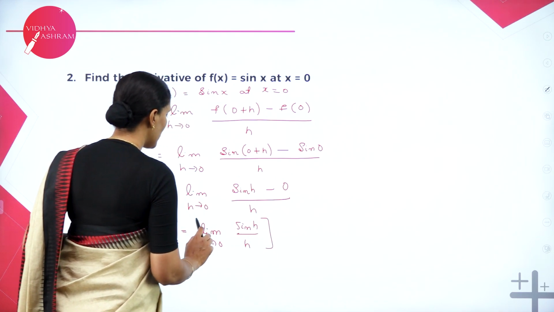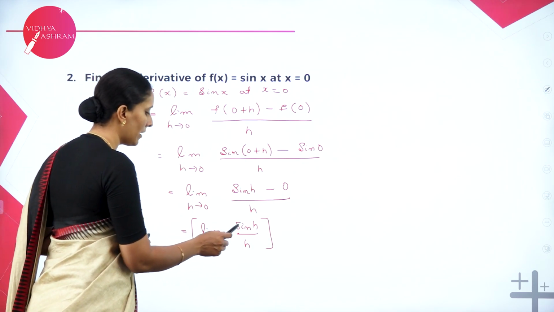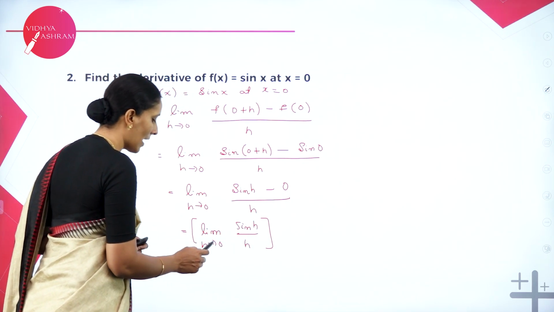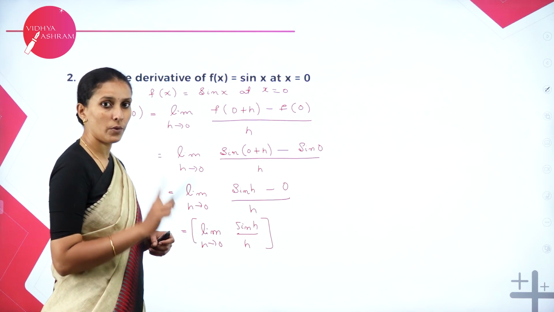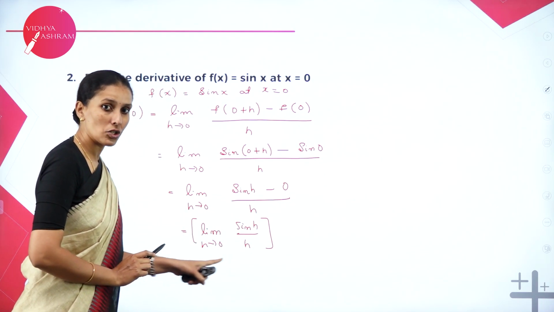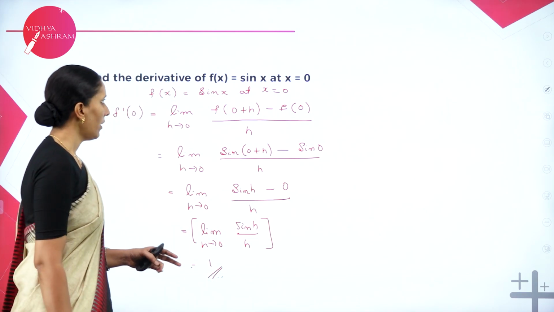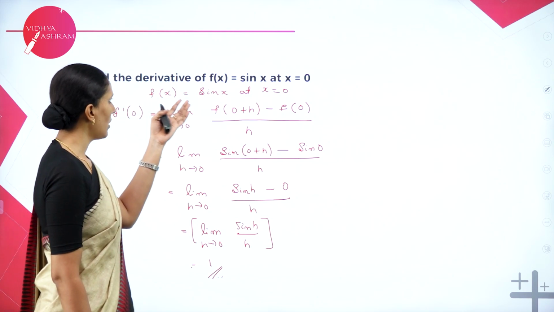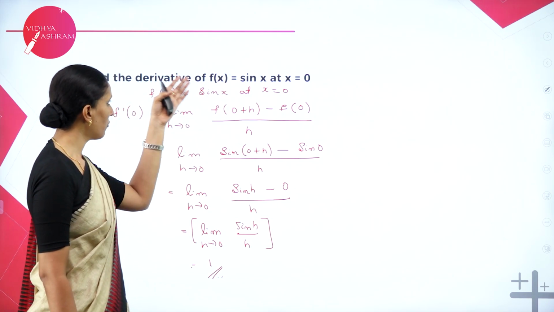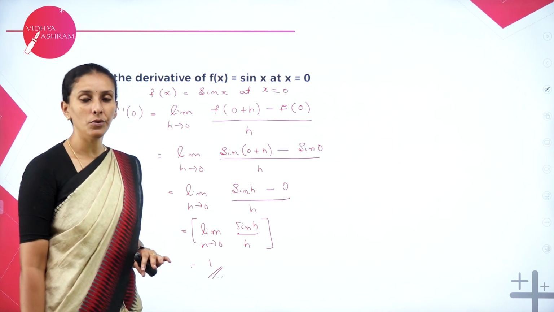So in our previous session we have learned the standard limit of this form, that is limit of sine x by x as x tends to 0, whose value is 1. So in the place of x we have h, but the definition is the same and hence the value of this function is 1. So therefore the derivative of the function sine x at x is equal to 0 takes the value 1.